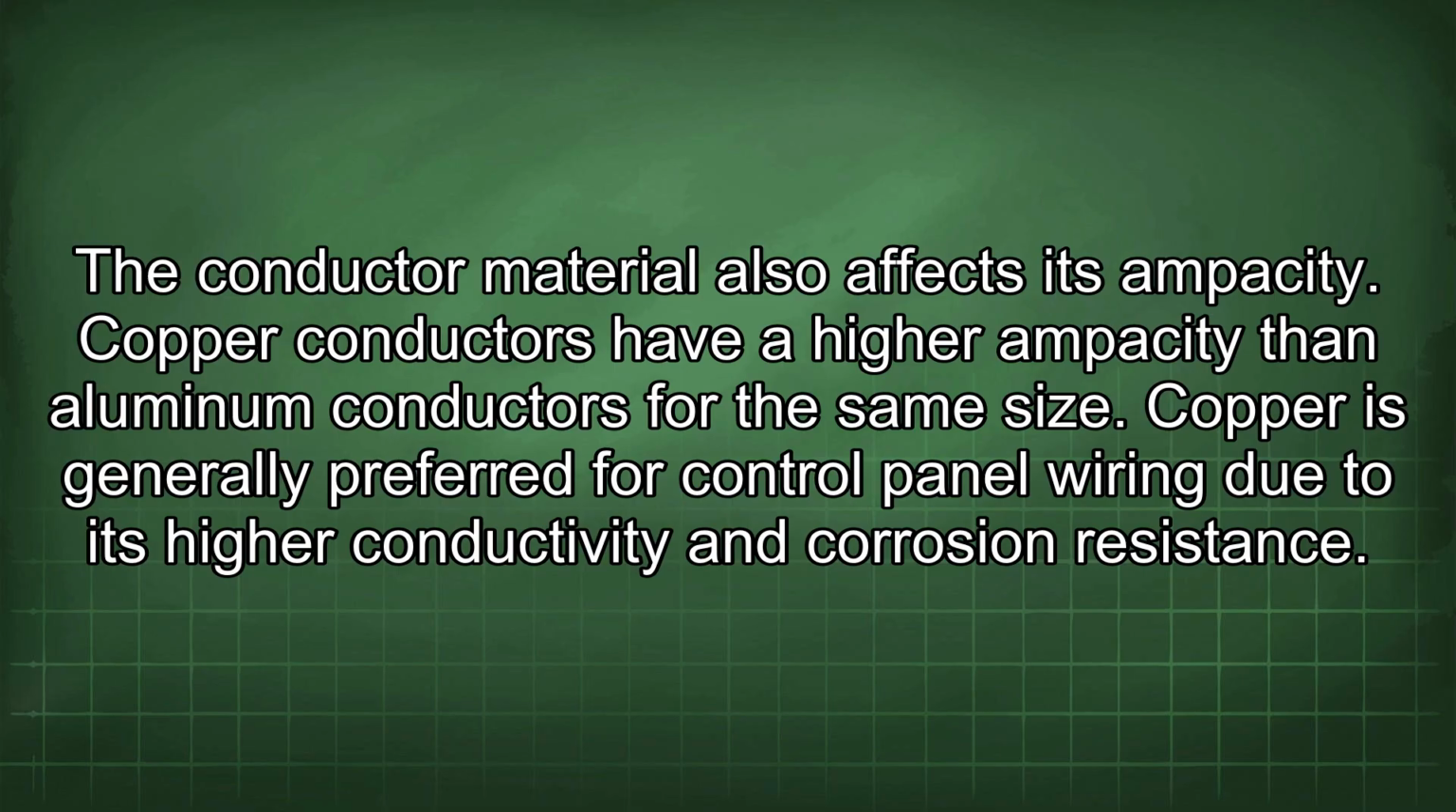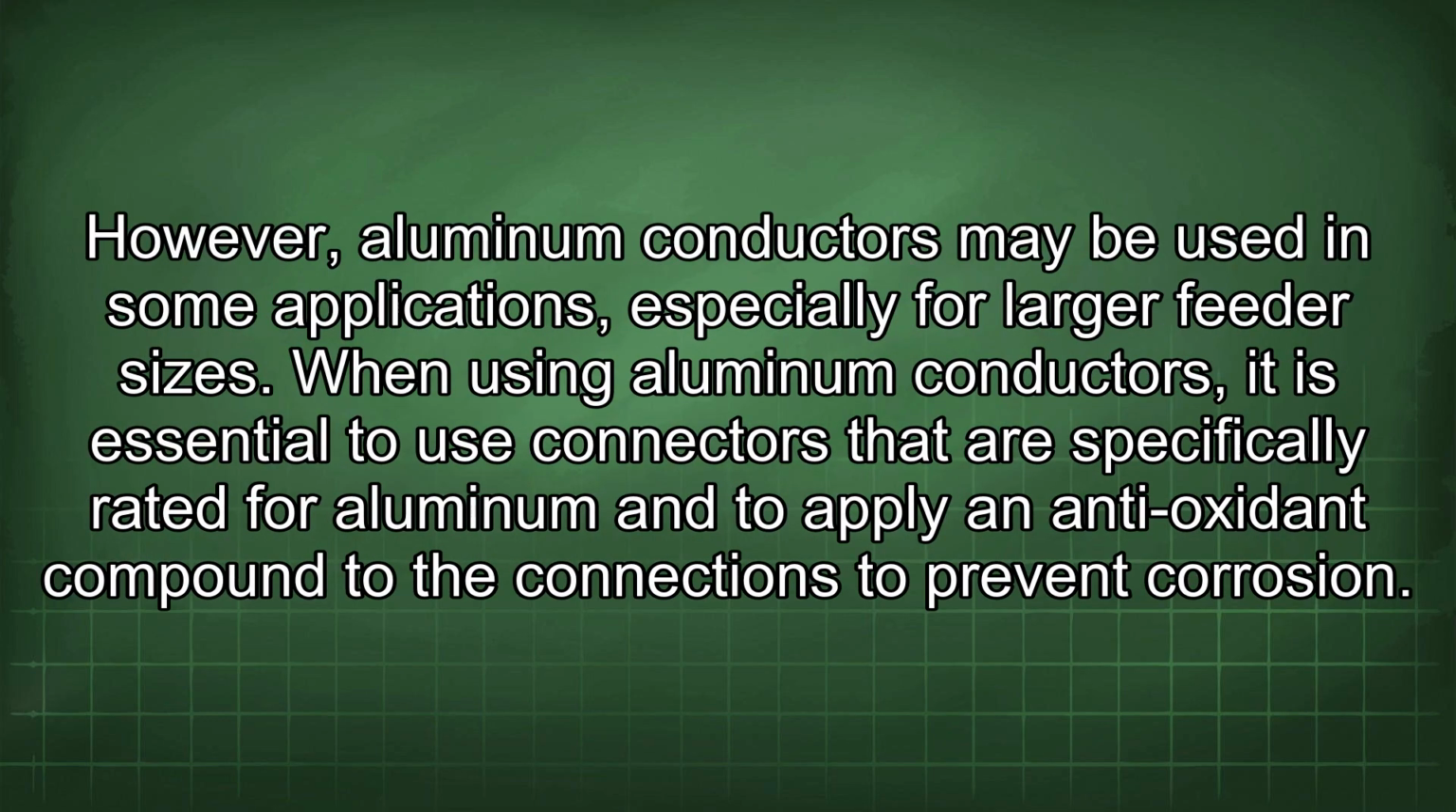Copper conductors have a higher ampacity than aluminum conductors for the same size. Copper is generally preferred for control panel wiring due to its higher conductivity and corrosion resistance. However, aluminum conductors may be used in some applications, especially for larger feeder sizes. When using aluminum conductors, it is essential to use connectors that are specifically rated for aluminum and to apply an antioxidant compound to the connections to prevent corrosion.